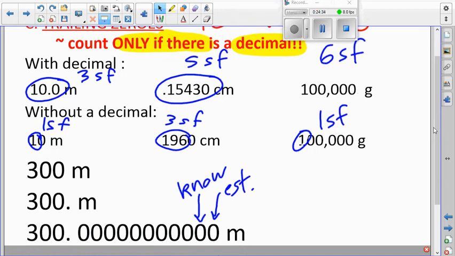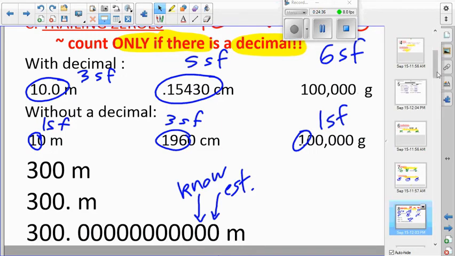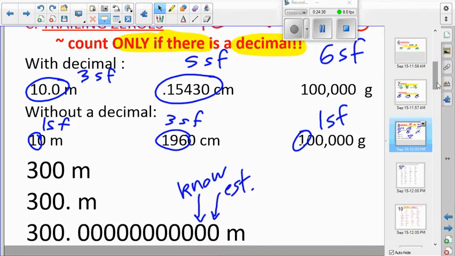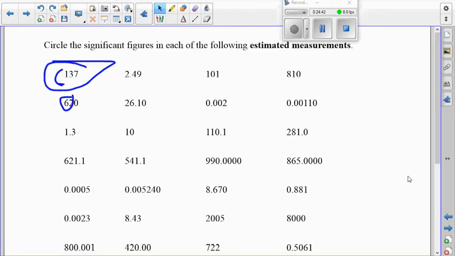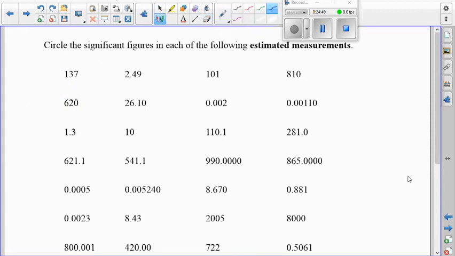Okay? Mr. Pilcher, I still don't get how this has to do with 3 times 4 equals 10. You will. Oh, so soon. So I want you to move to this section of your paper. We're just going to practice counting our sig figs. I'm going to do the first 4 with you.